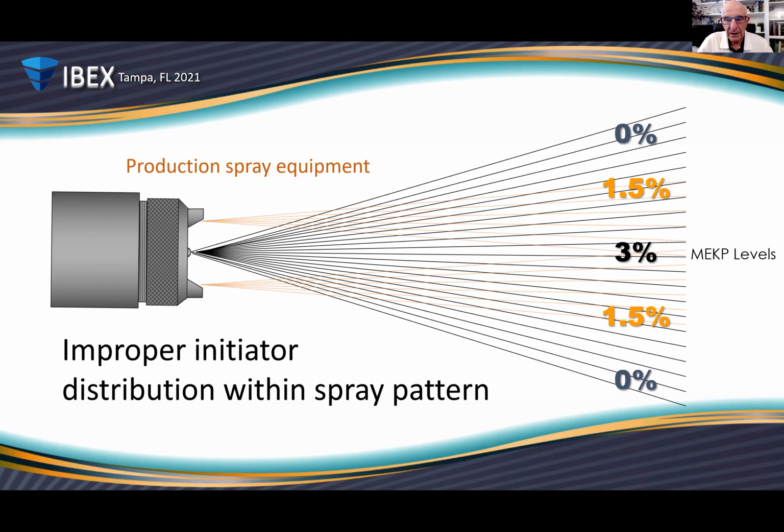If you're thinking about buying a new piece of application equipment, you might want to try that out to find out if that equipment supports a very even distribution of initiator across the surface. It's a real eye-opener when you put the red MEKP in the gel coat just to see where it ends up. So the two issues here are the right percentage of MEKP, and there is a very distinct upper and lower limit that you can use, and then the proper distribution across the spray pattern.